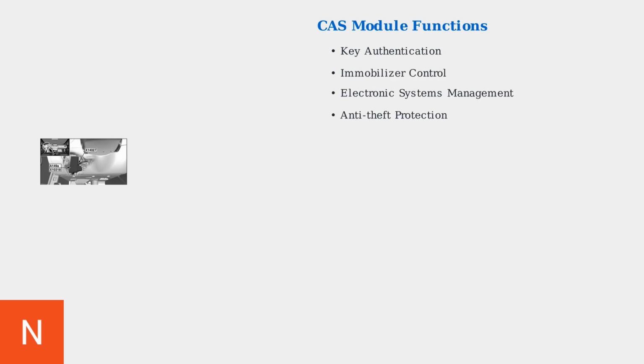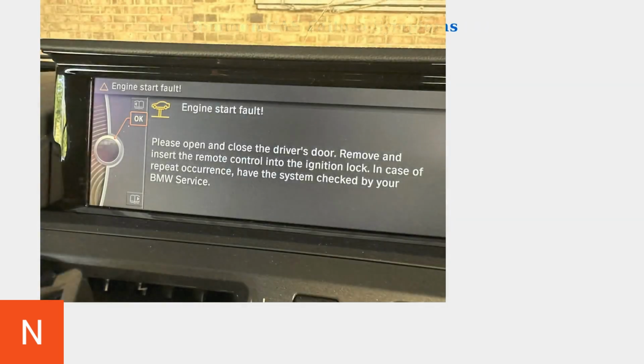It performs four critical functions: authenticating your key fob, controlling the immobilizer system, managing electronic systems throughout the vehicle, and providing comprehensive anti-theft protection. CAS module failures present three main categories of symptoms.